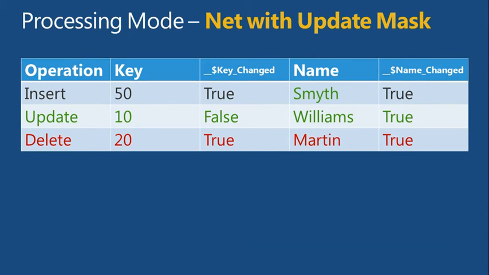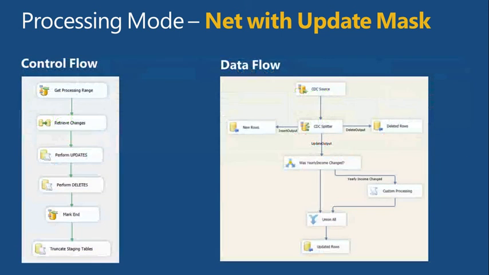Net with update mask. If I'm using this processing mode, it's actually going to include a separate column with the name underscore changed. And that's going to be a Boolean flag to tell me whether that column was actually changed. Okay, so for example, when there's an insert, they're always going to be true. When it's delete, it's always going to be true. For the update, I change the name so that key flag is false and the name flag is true, right? So if I want to do specific processing logic according to that, when this column changes, I can do it here. Data flow, it can be complex.